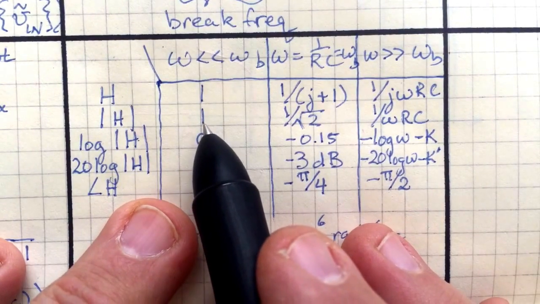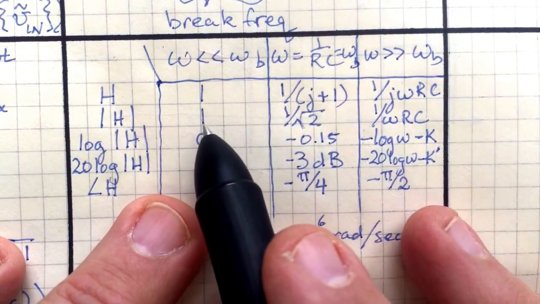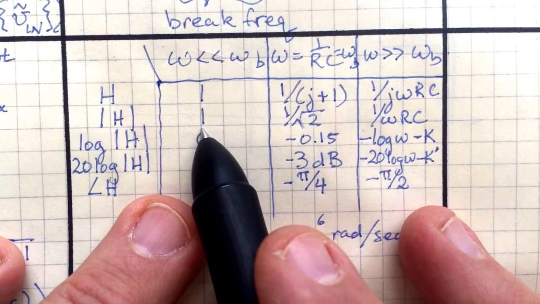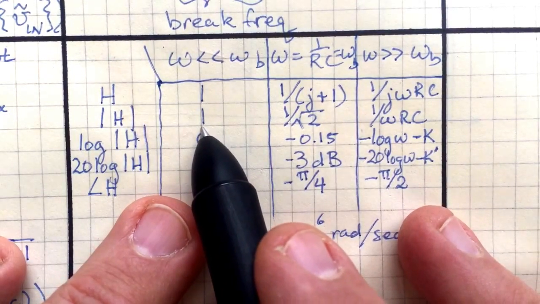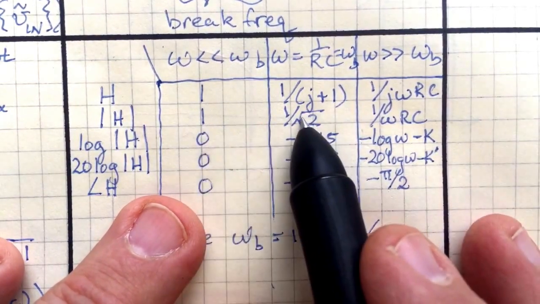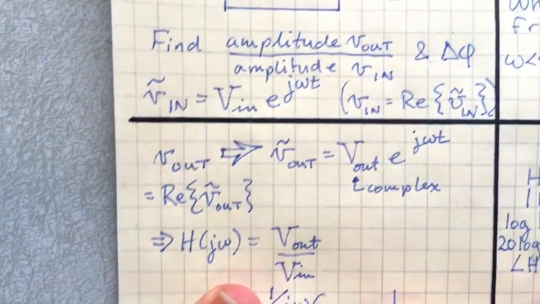It doesn't have any phase information in it. So interesting, at low frequency, there is no ratio. They're equal to 1. They're equal to each other. So there's no effect at low frequencies. That actually makes sense if you look at the circuit for a second.